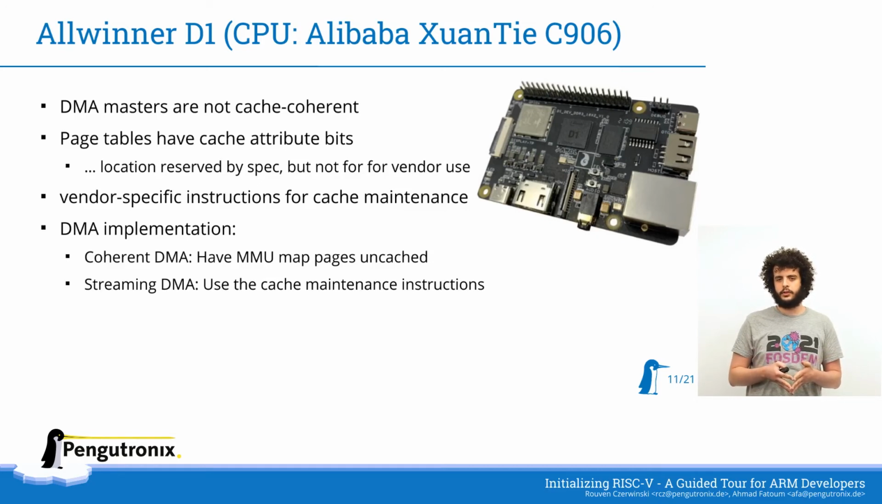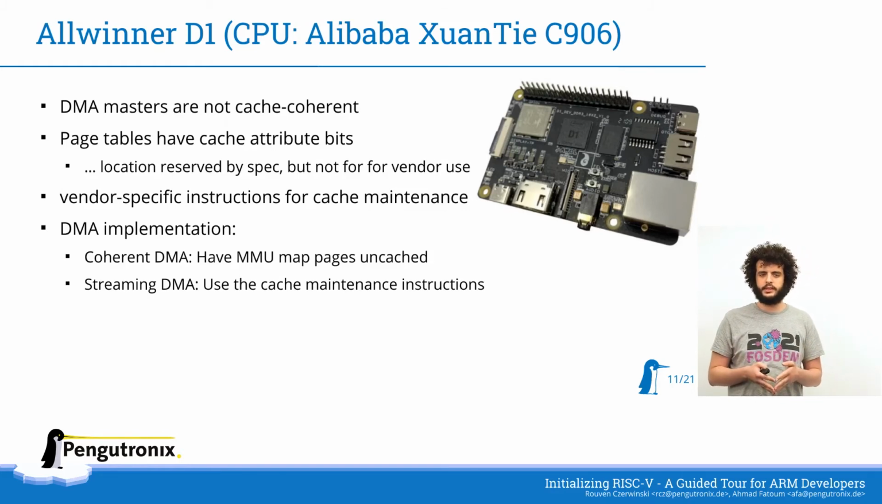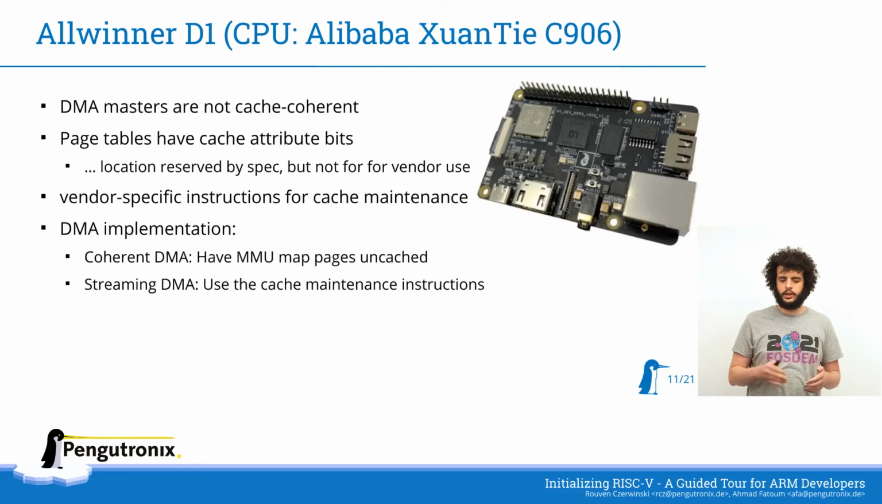The Linux support for RISC-V supports multiple boards, also with device trees like you would expect on ARM, but it can't yet support something like the Allwinner D1 or the JH7100 in the next slide, because these do not adhere to some common scheme. But if you are willing to add an abstraction layer in the midst, you can have your coherent DMA by using the MMU to map pages uncached, and your streaming DMA by using these dedicated vendor-specific cache maintenance instructions.